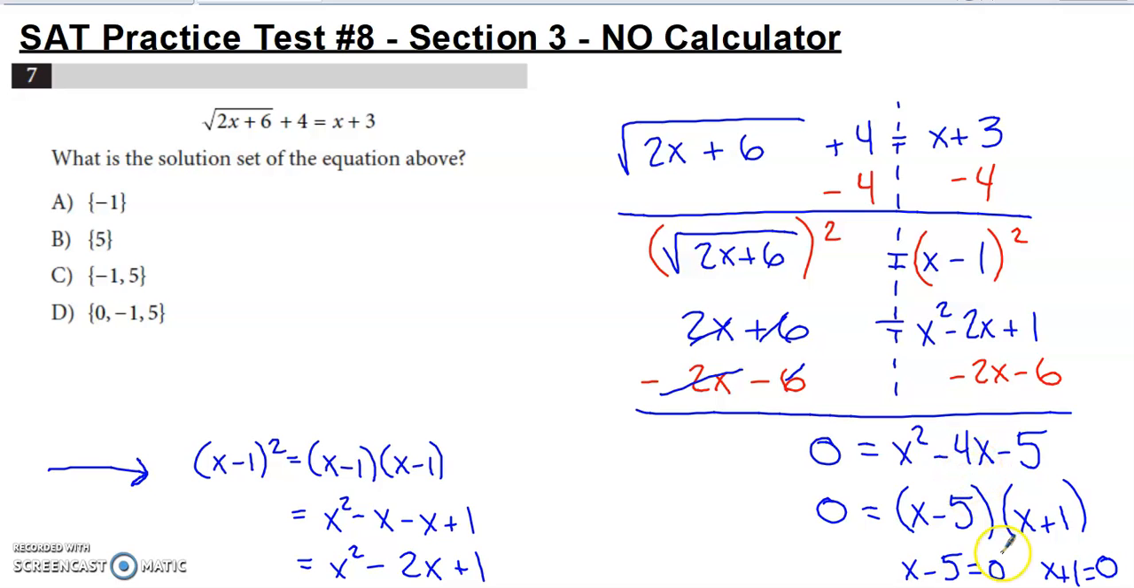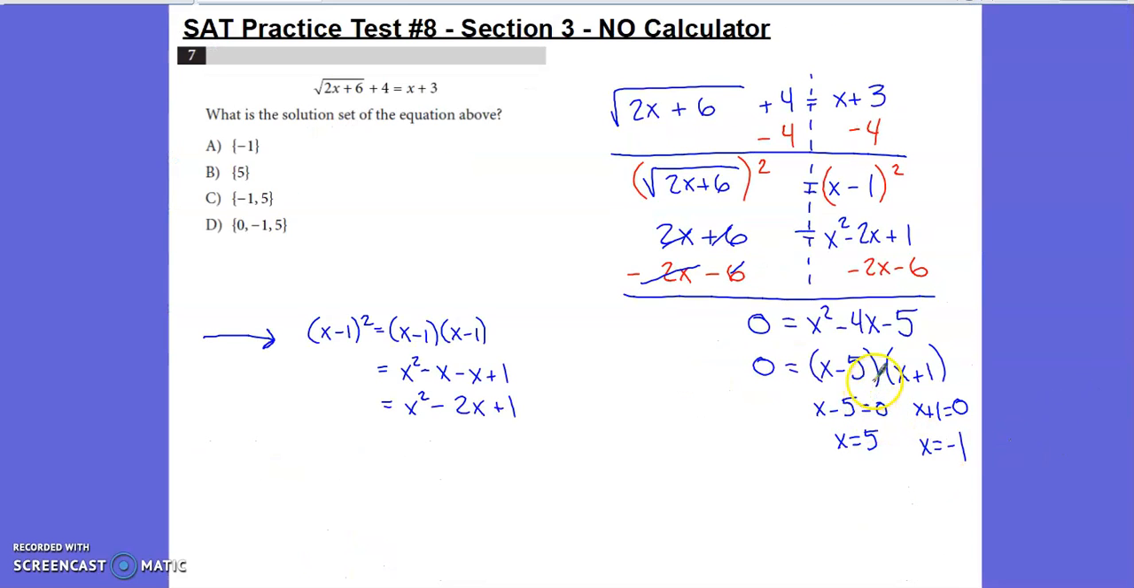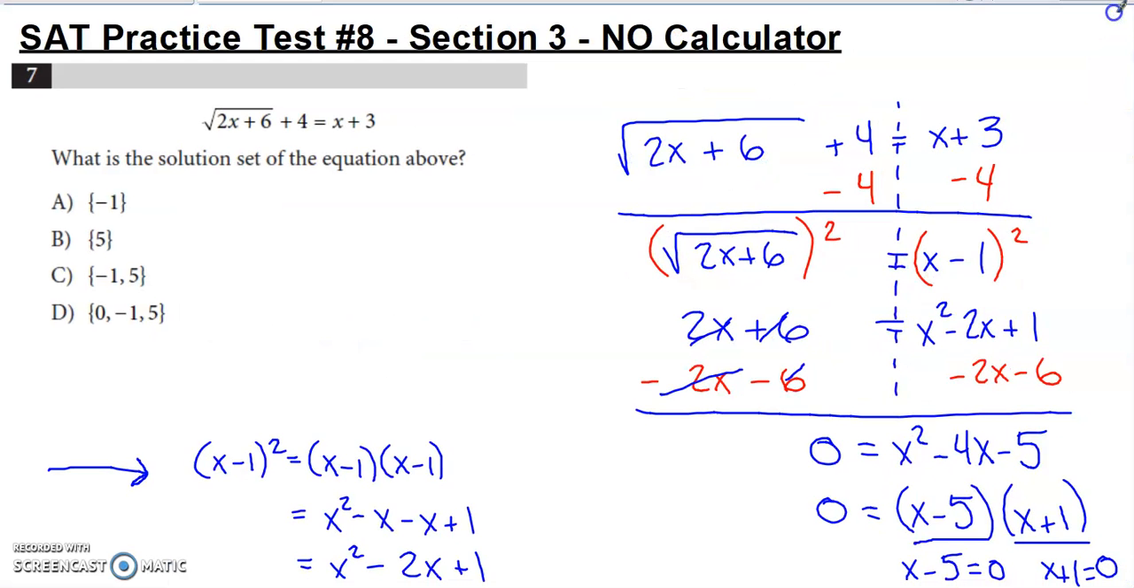Once you've gotten the right-hand side factored, the only way that a multiplication problem can have a result of 0 is if either this piece of the multiplication problem or this piece of the multiplication problem is equal to 0. So we set each piece equal to 0, we solve those simple equations, and we get two solutions, 5 and -1, and that is, of course, option C.